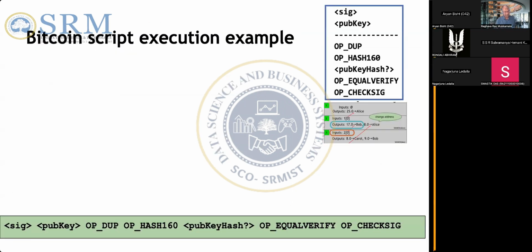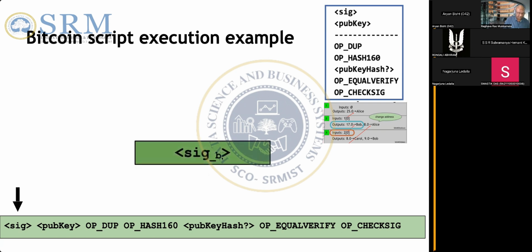Okay, now let us execute this step by step. We have all the instructions here. What we did is we took the unlocking script and put it on top of the locking script. We put them on top of each other, and since this is a scripting language, we simply execute step by step. Now we see the signature. We just copy the signature here, signature_Bob. I put underscore Bob just to match this example. So we put the signature of Bob onto the stack.